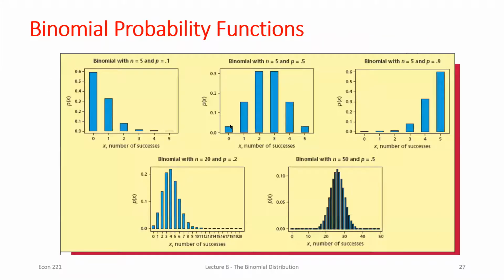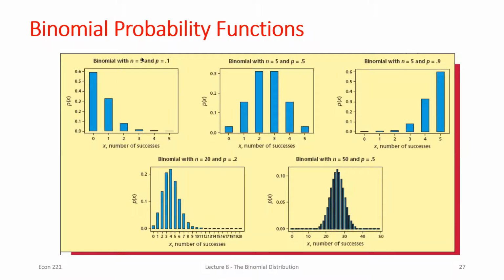So I have these pictures here because I also want to point something else out and really hammer a couple principles home. Let's start up here in the top left corner, where the number of trials was 5 and the probability of success was 0.1, okay? So my mean here would be what? n times p, 5 times 0.1 is 0.5.